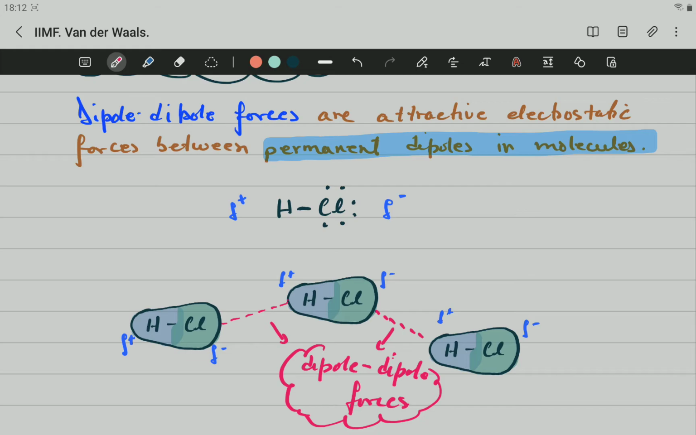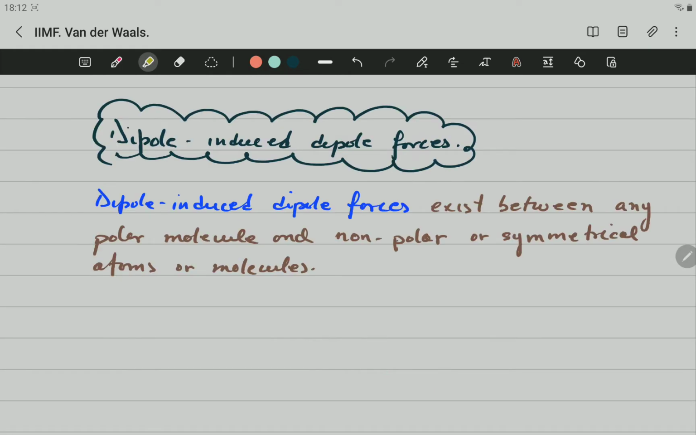Let's go to the second one, which is not going to be hydrogen bond. We're going to keep hydrogen bond for last. So let's go to the next type of van der Waals forces. The second one is dipole-induced dipole forces. Now, what is going to happen? This exists between any polar molecule and a non-polar molecule.